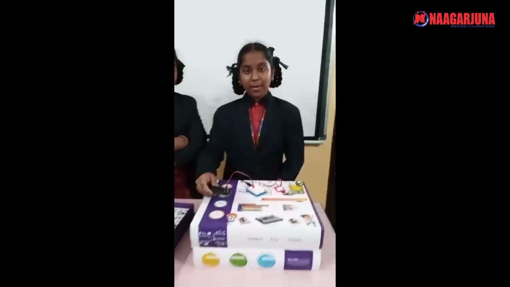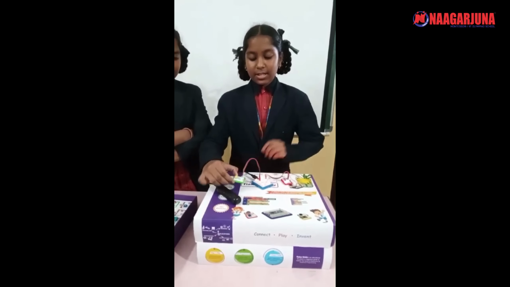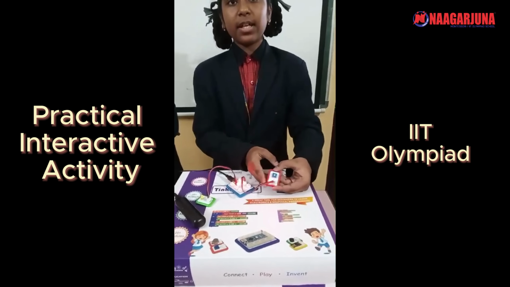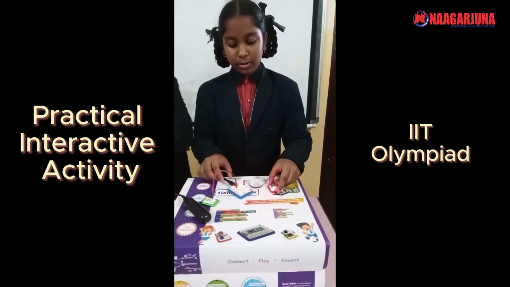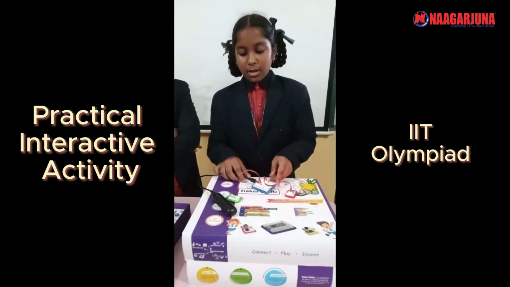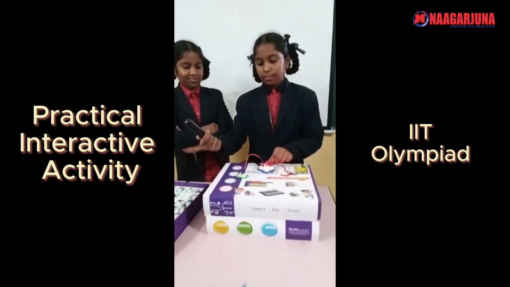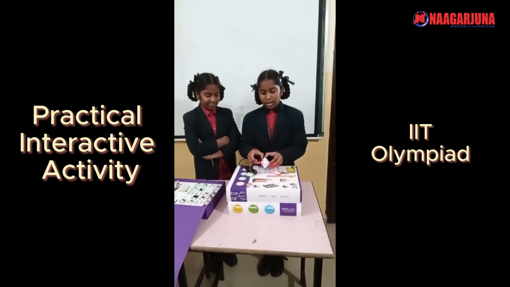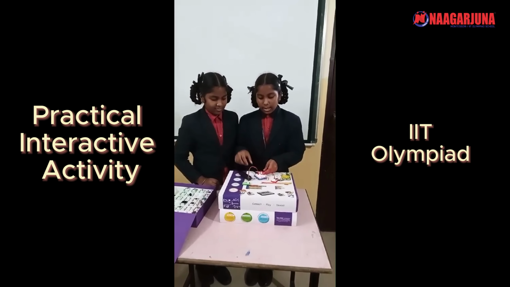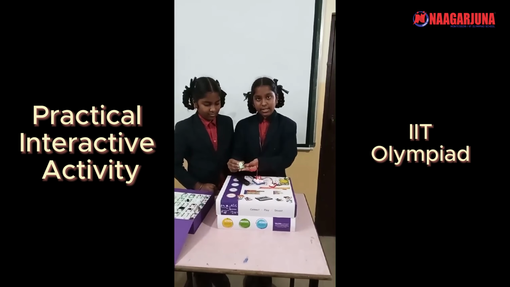This is a power bank. This is an LED output. This is a potentiometer input, and this is a power distribution board. We have connected the power bank to the power distribution board using this cable. And this is our LED light. It's in yellow.